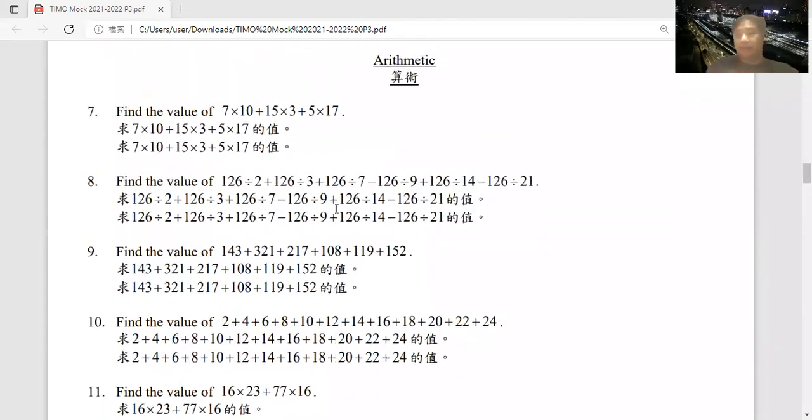Question 12. Find the value of 126 divided by 2 plus 126 divided by 3 plus 126 divided by 7 minus 126 divided by 9 plus 126 divided by 14 minus 126 divided by 21. Okay. Now because you are dividing by different numbers, you cannot add the divisors together.